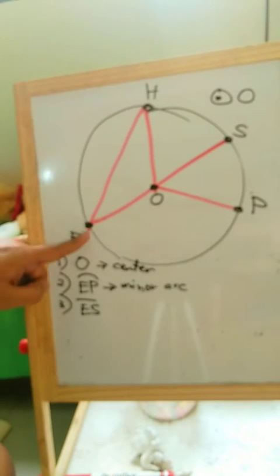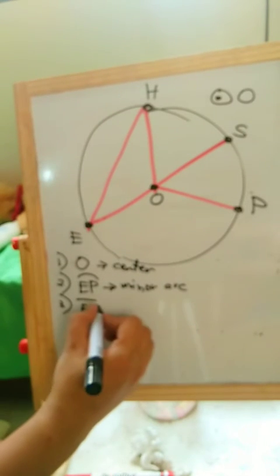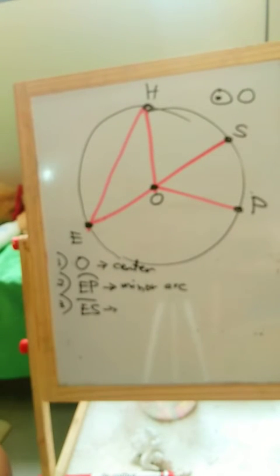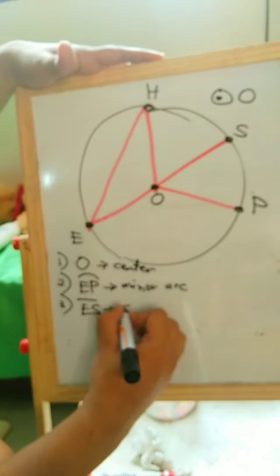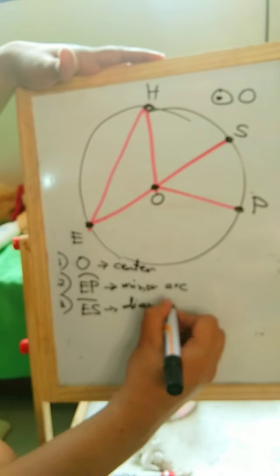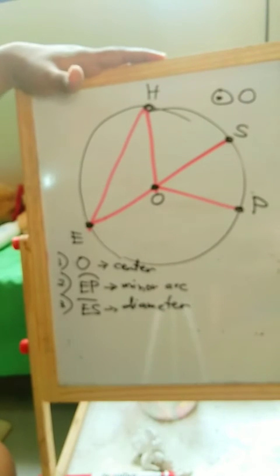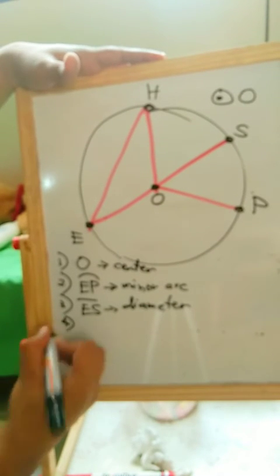Okay, segment ES obviously is a chord. But it's not just any chord. It passes through your center. So the best definition here that you can answer is it is a diameter. Kung may konting sounds kayong maririnig, ha, huwag nyo nalang pansinin, ha.